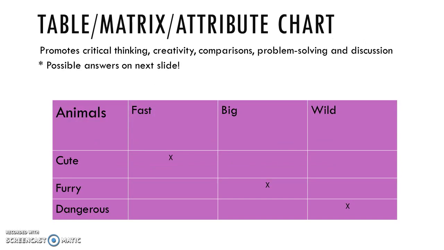Okay. Another example of an attribute chart can be to classify or categorize different nouns. For instance, here we've done animals. So an animal that is fast and cute. Second one, an animal that is big and furry. And the third one, an animal that is wild and dangerous. Okay, I'll give you a couple minutes to think about that.